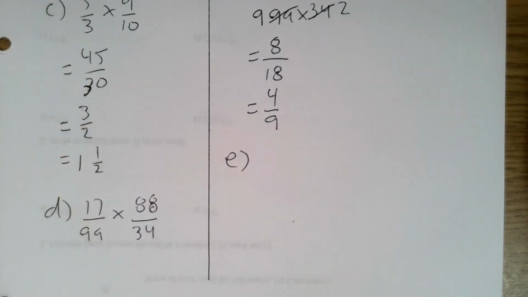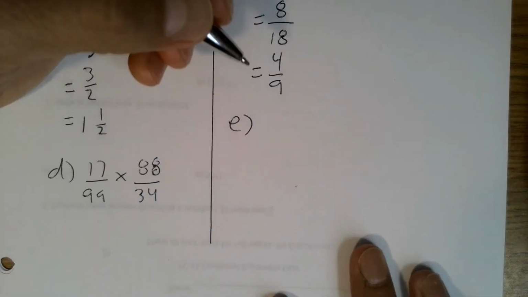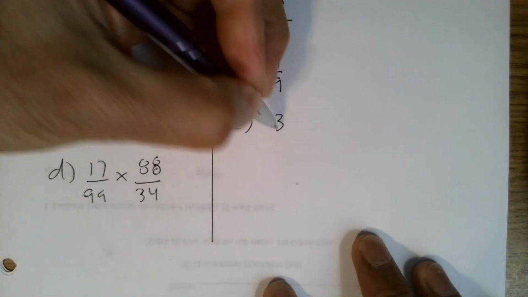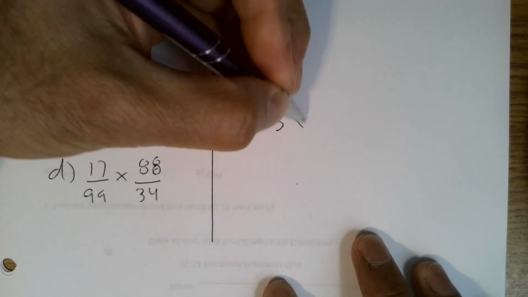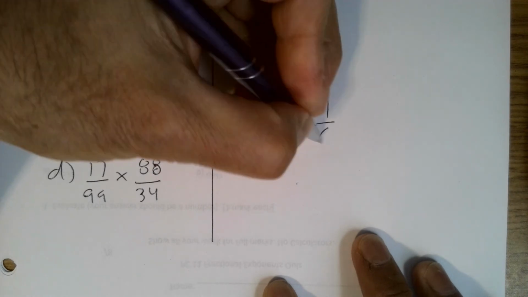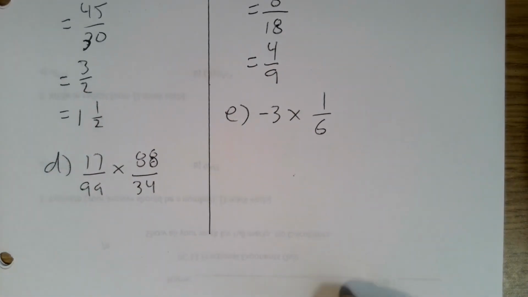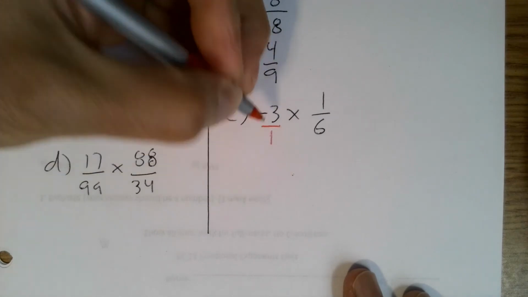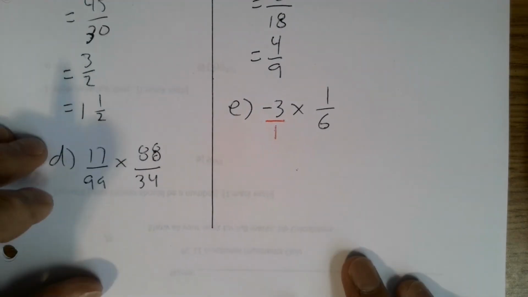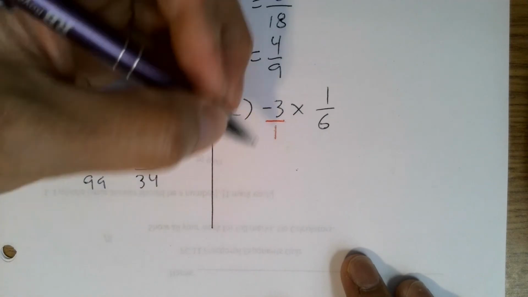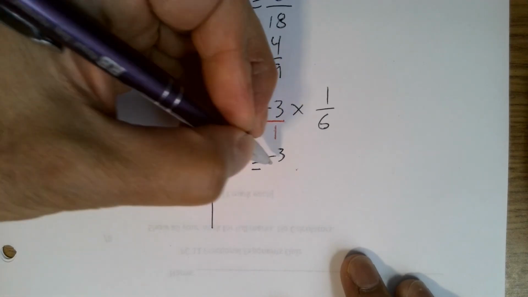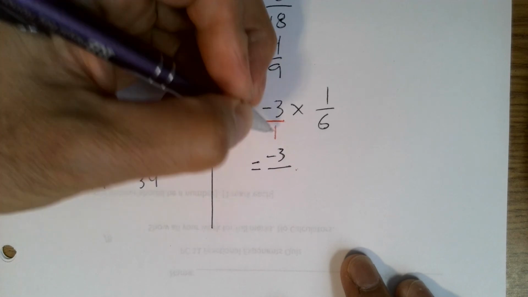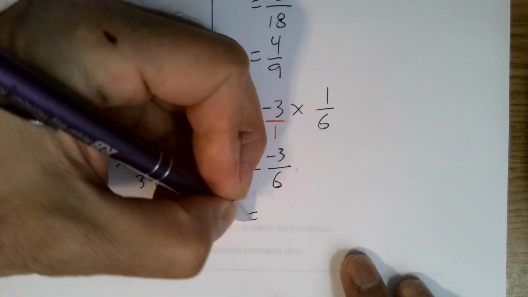Okay, let's have a look at E. E, we've got -3 times 1/6. Okay, and same as when we were adding fractions, it makes things easier to think about this as -3/1. Okay, and these numbers are pretty small, so I'm just going to go -3 times 1 is -3, 1 times 6 is 6, and now I can reduce that to -1/2.